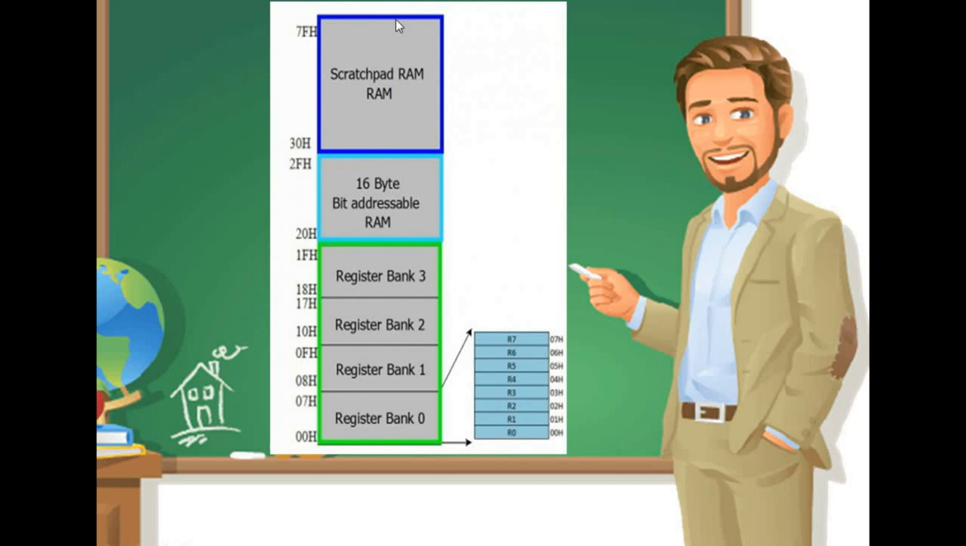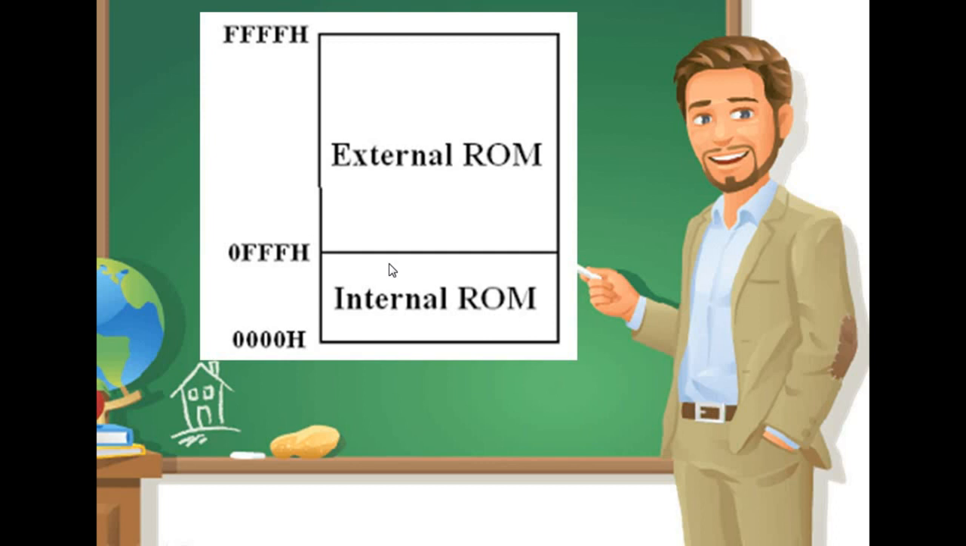And coming to the general purpose registers, this is from address location 30H to 7FH, and this is also a byte accessible register. And coming to the ROM of 8051, it is 4 KB, and the ROM occupies address space from 0000 to 0FFFH.